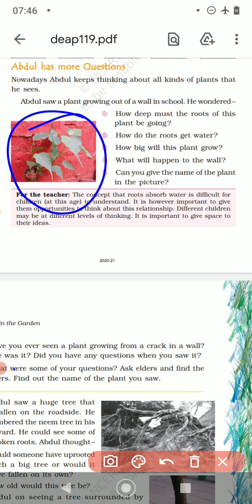So how do they get water? Then how big does this plant grow? What will happen to the wall? Can you give a name to the plant in the pictures? Okay, so this you have to answer, children.